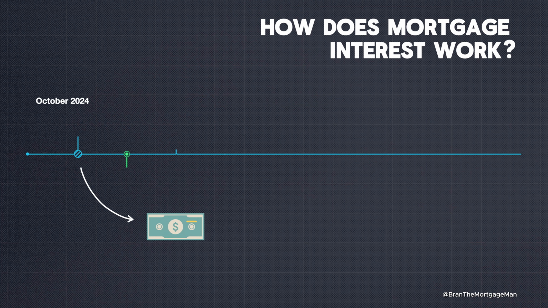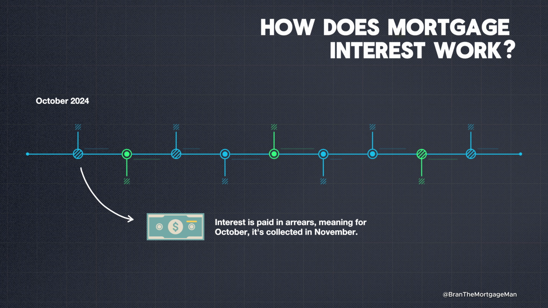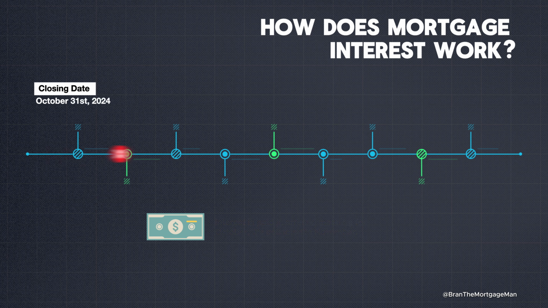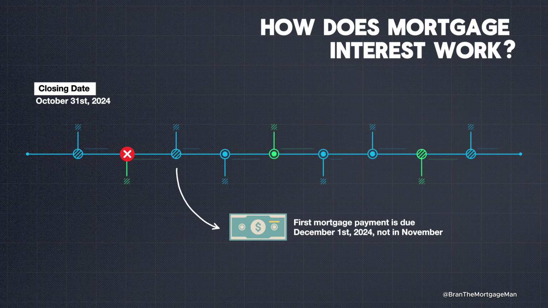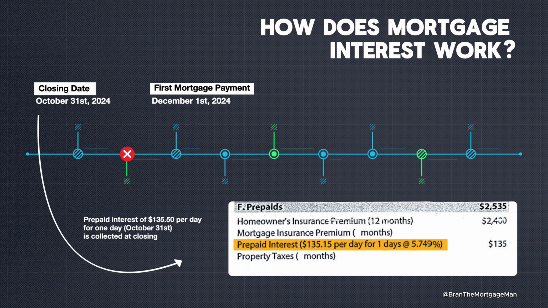The interest for the month of October would have normally been paid when the November mortgage payment is made. But when you close on a property and you get a mortgage, your first mortgage payment is actually not going to be due in the month immediately following your closing. It's due a month after that. So in this case, we're closing October 31st. The first mortgage payment is due December 1st. And because there's no November payment being made that would have covered the interest for October, that 1 day of interest is actually being collected at closing from the borrower. Like I said, you're going to skip the month after you close on the property.